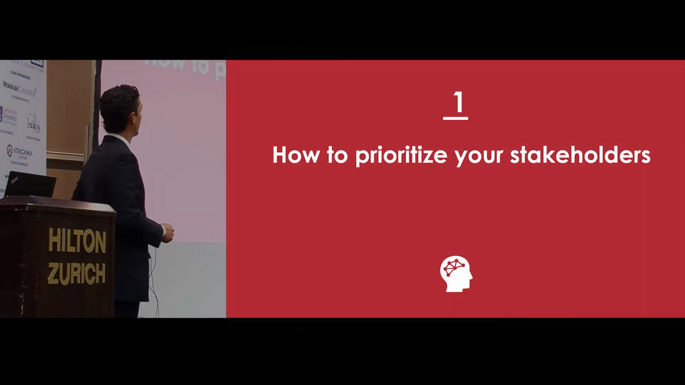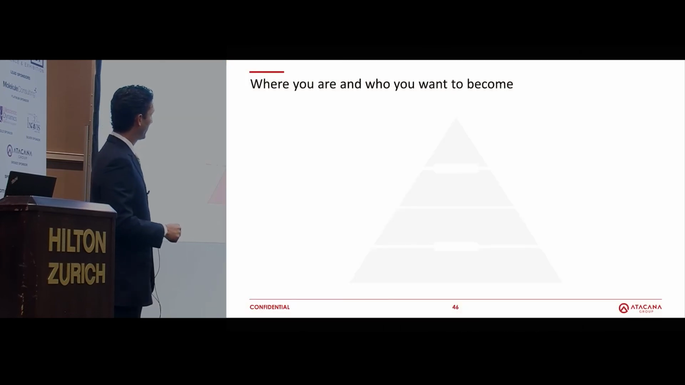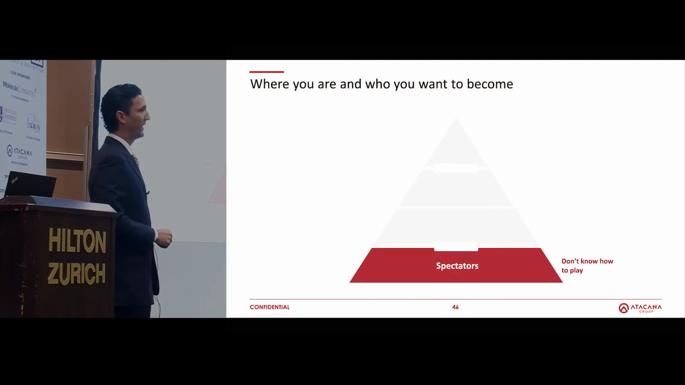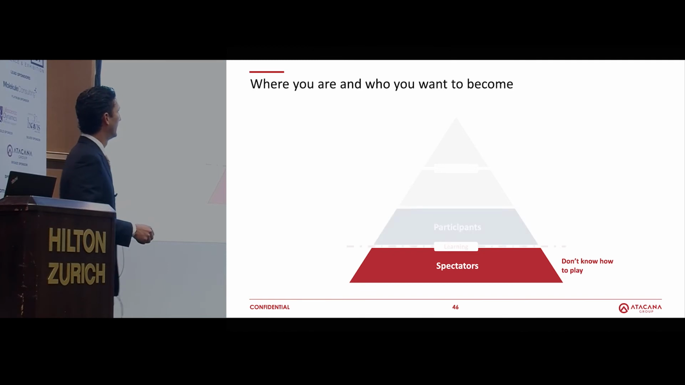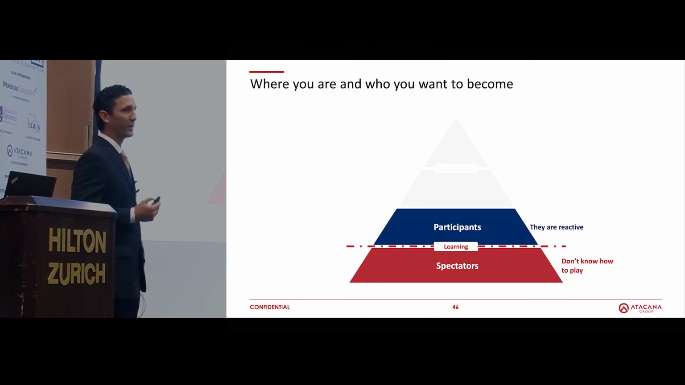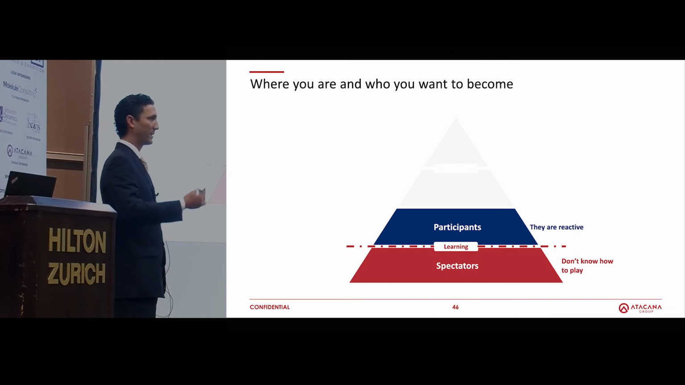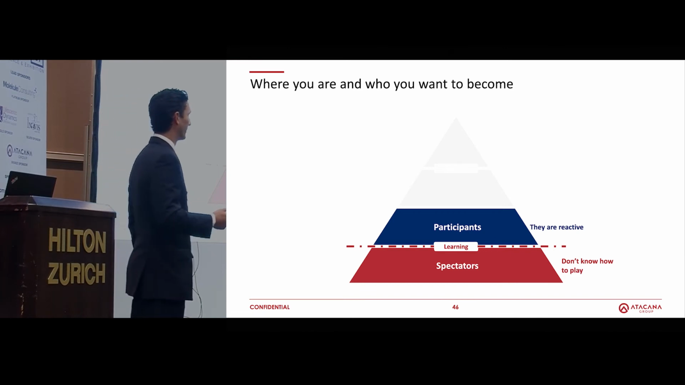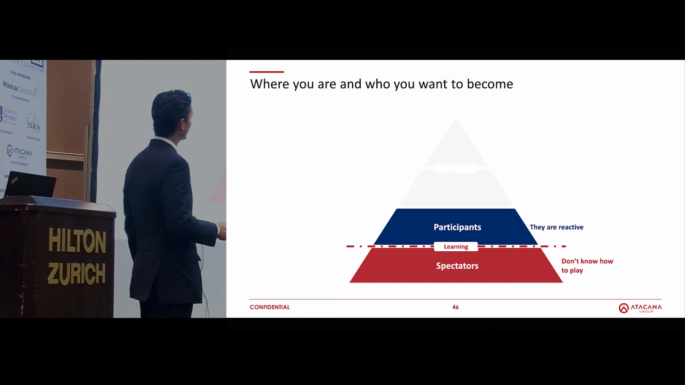So to prioritize the stakeholders, there are really 4 areas. The first one is what we call the spectators. They don't know how to play, they're spectators. A lot of times this might be business development, they're looking to get into a new therapeutic area. The second one is what we call the participants. Those are the brand teams that are always reactive, always freaking out, they don't have a system in place, and they're not doing very well in the marketplace.